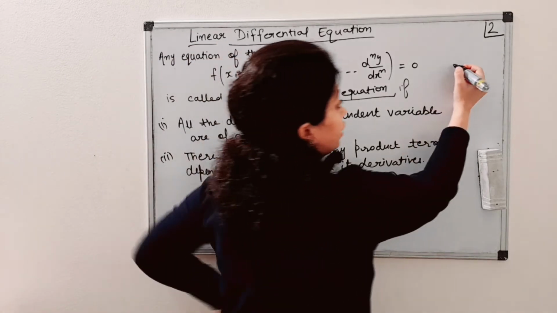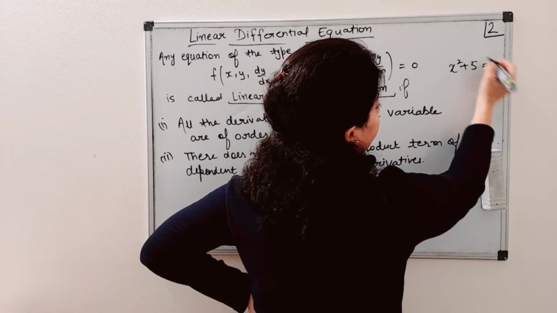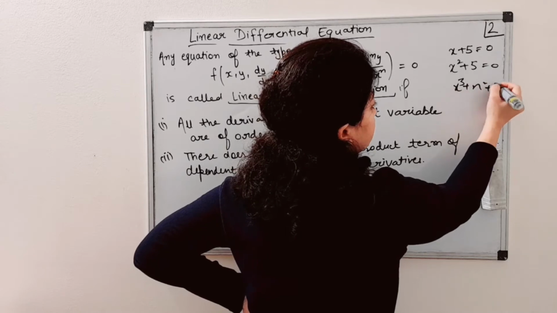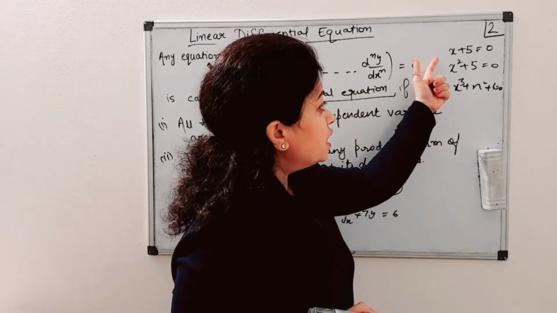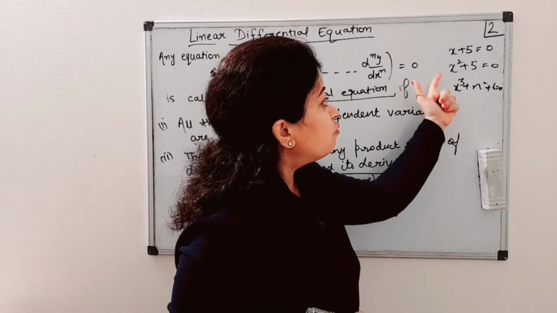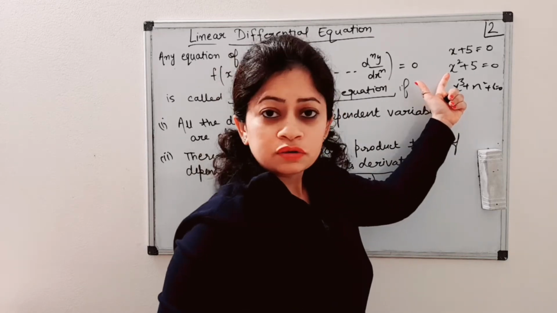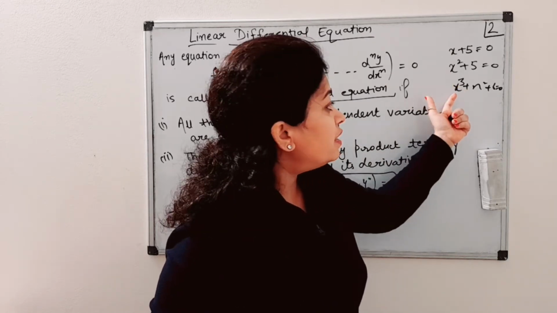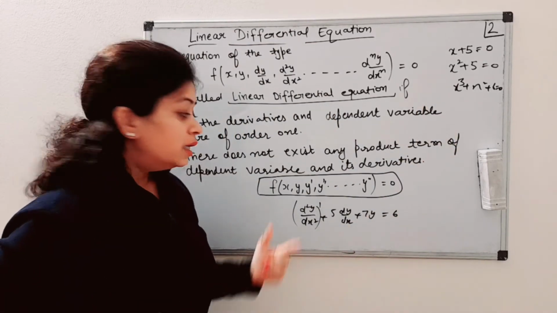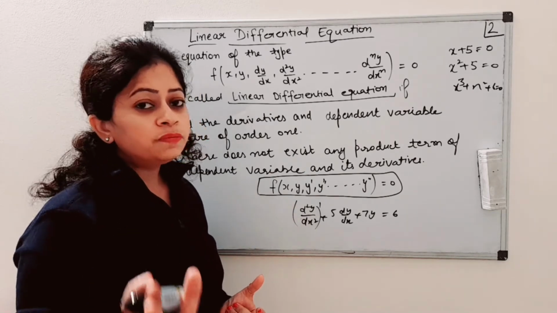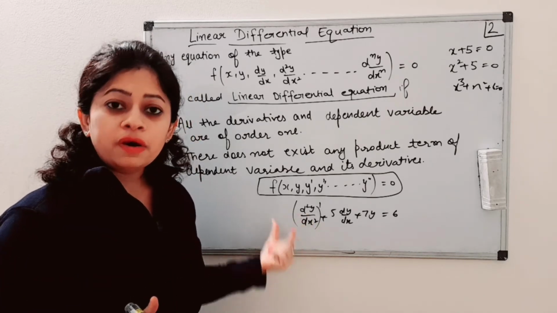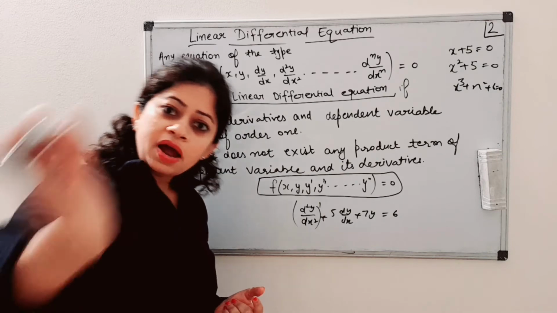When we study equations like x plus 5 equal to 0, x square plus 5 equal to 0, x cube plus x square plus 6 equal to 0, we say this is a linear equation, this is a quadratic equation, this is a cubic equation. How do we classify them? On the basis of power. Highest power is 2 here, so we will say this is a quadratic equation. Highest power is 3 here, we will say this is a cubic equation. But when we study differential equations, we cannot classify them just on the basis of the highest power of the highest derivative.